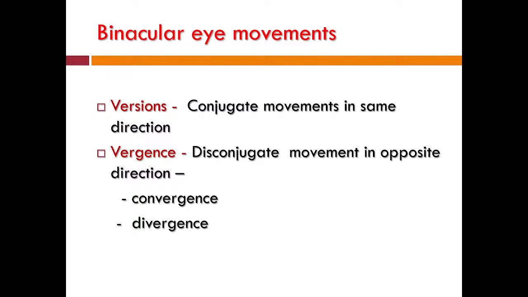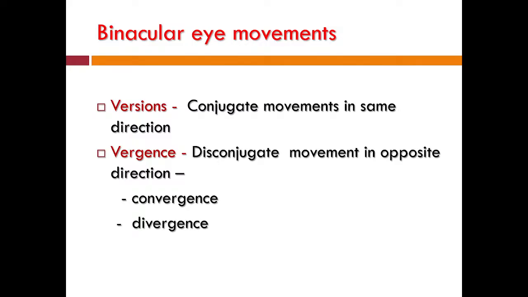You are looking to the right, looking to the left, looking up, looking down. These are conjugate binocular movements, meaning both eyes move in the same direction with the same amplitude. These movements are known as versions. Binocular conjugate movements mean both eyes are moving together towards the right, left, up and down.